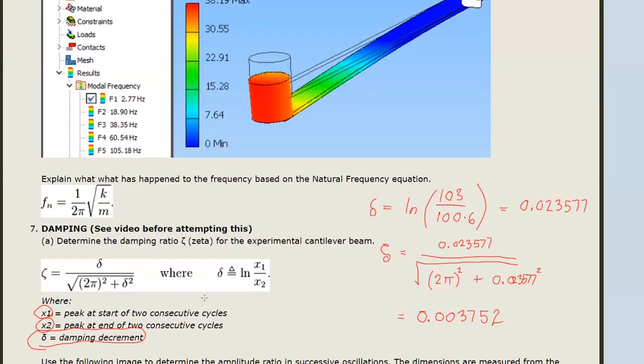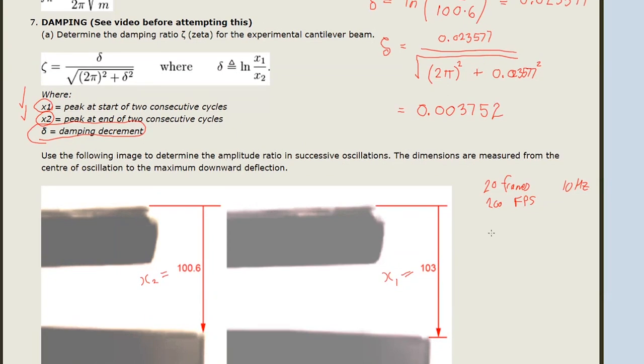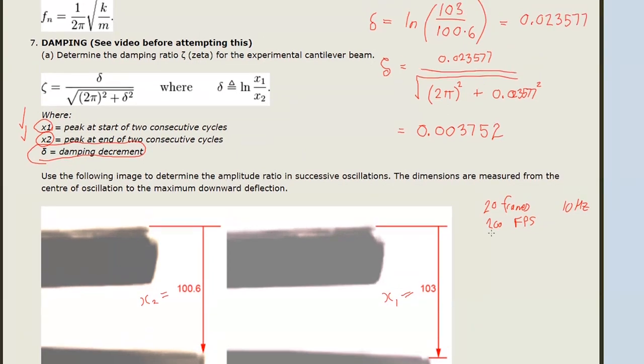All right, so what we did is we have these numbers here, x1 and x2. Where have they come from? They come from here. This is x1. This is an actual photograph of the beam oscillating, superimposed on top of each other. So that's my x1, and this is my x2. Those distances are just measured off the photograph itself. My computer's working fine here, so the video should come out okay. It's responding pretty well.